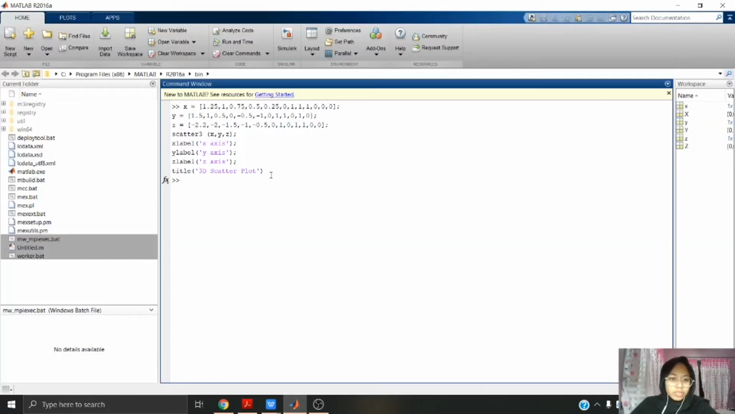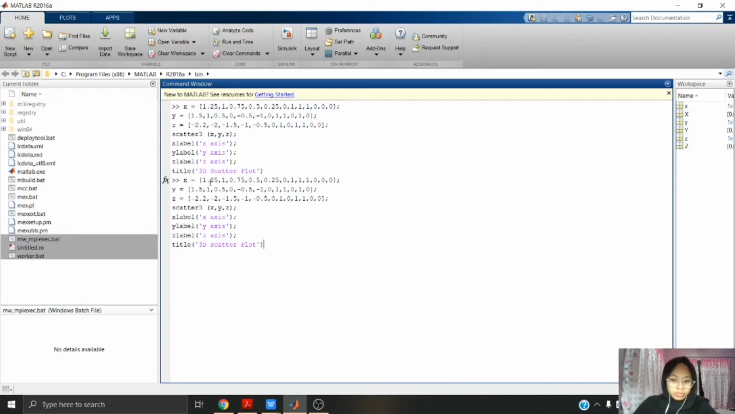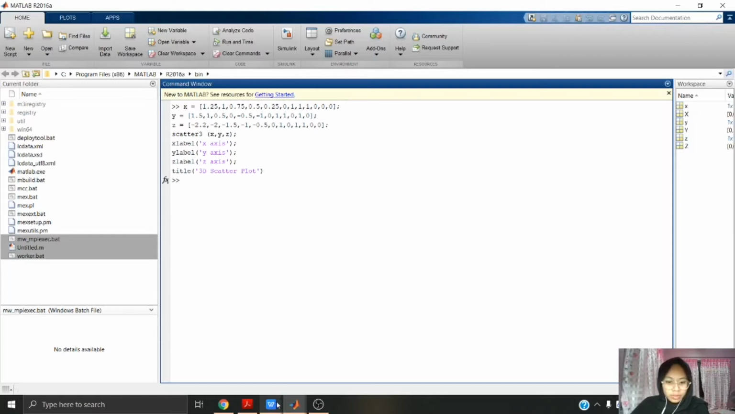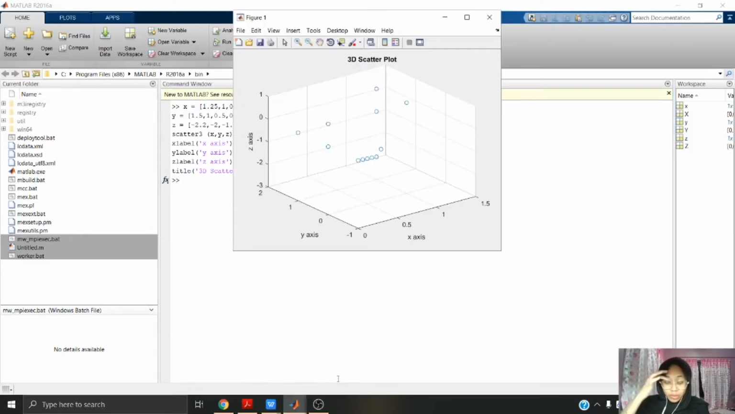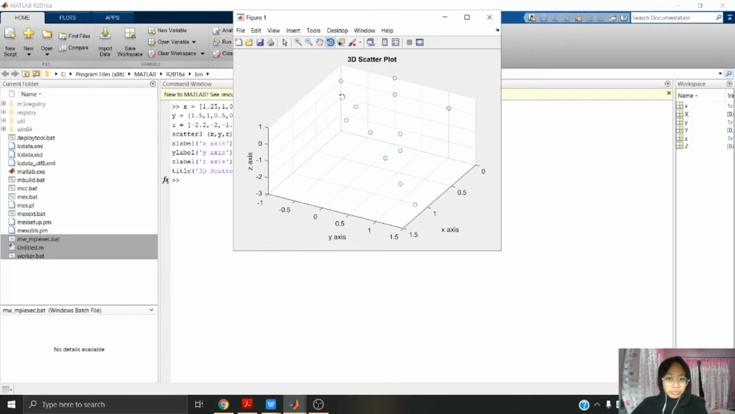Next, we run this data. Next, we will run this coding to gain the graph. So this is the graph we gain from the coding. So we can see here we have a straight line and 6 data.